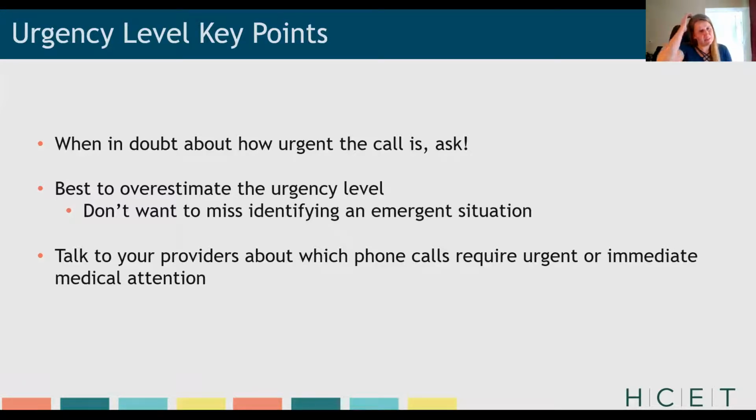Oh, and yeah, that's my last point too, is just talking to the other members of your healthcare team, particularly if you want to, after this presentation, talk about like, hey, what are some urgent things that you were like, oh, if a patient calls me about this, I want to talk to them right away. Or what are some things where you're like, nope, just go to an ER.